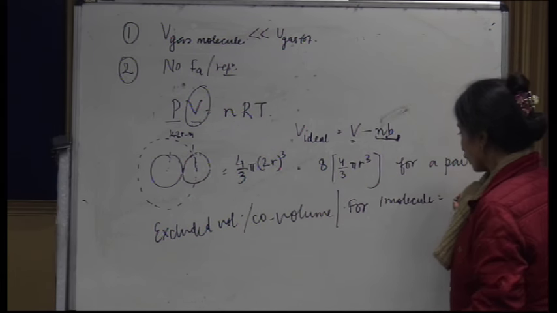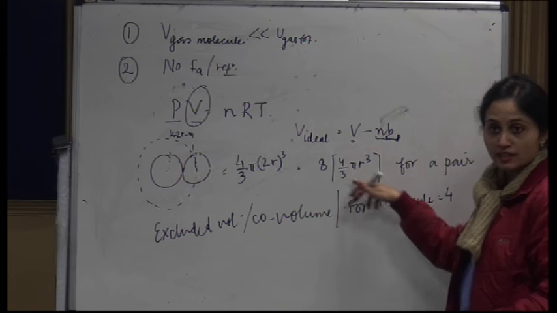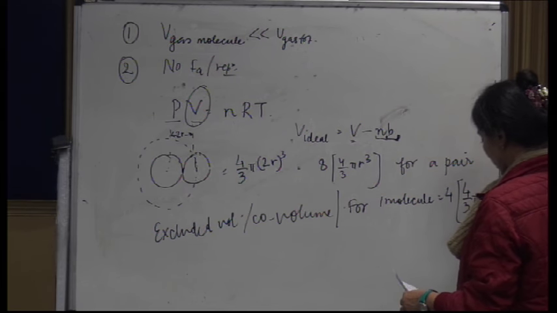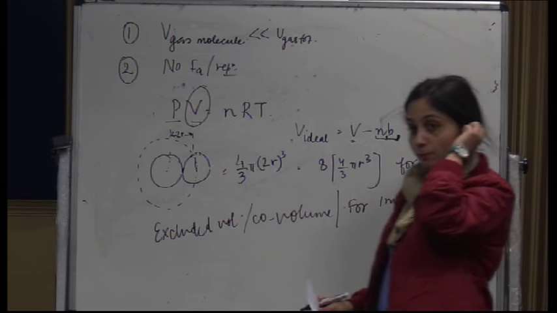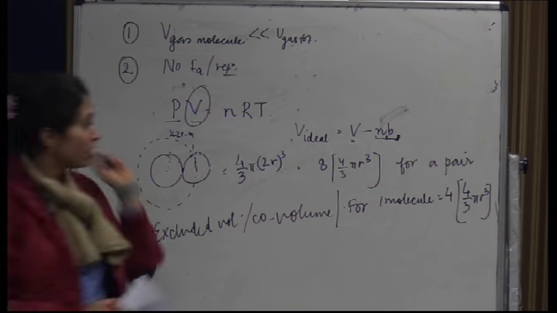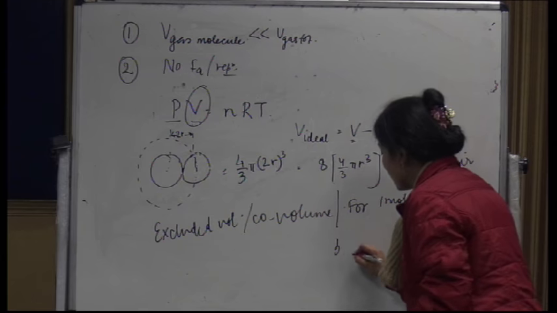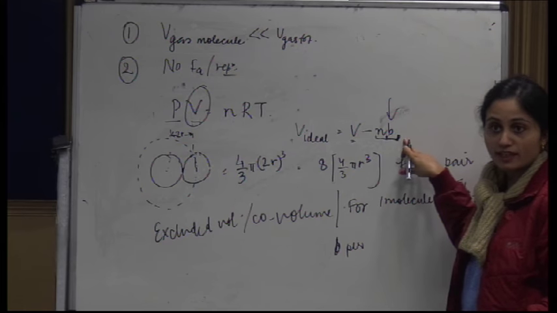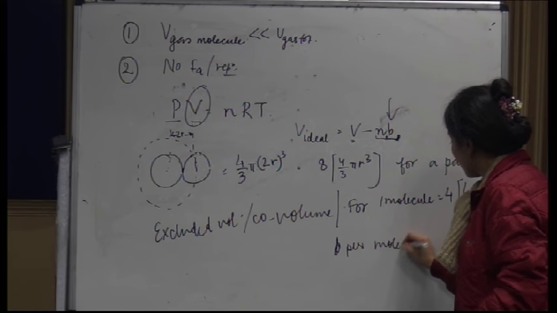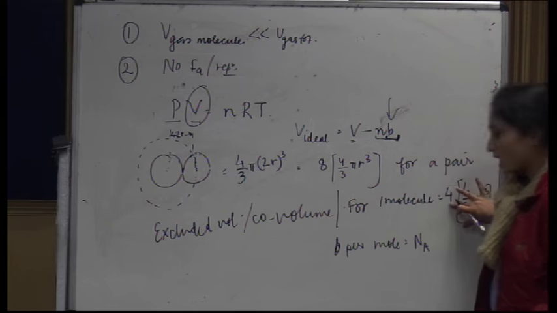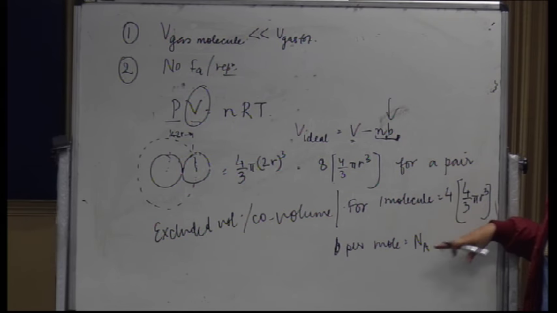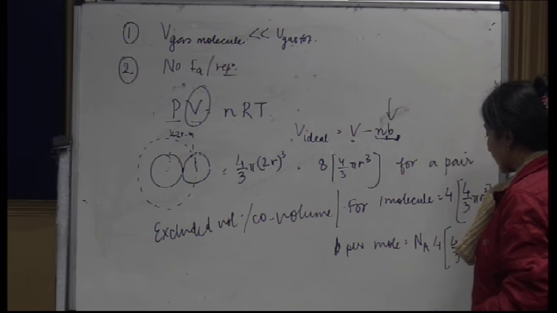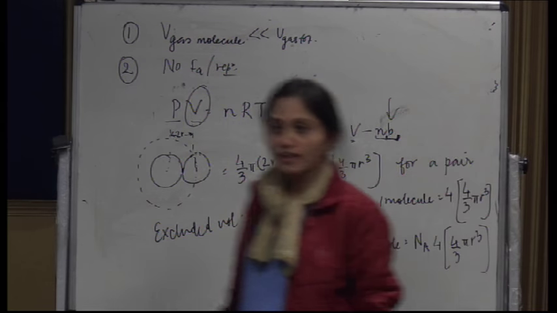And then for one molecule it will be half of 8 into 4 by 3 pi r cube. So that means 4 into 4 by 3 pi r cube, and therefore B per mole, the excluded volume per mole, will be equal to this. B means the constant that I am talking about. This is my correction term. B per mole will be equal to Na times, because this is for one molecule, how many molecules are there in one mole? Na. That will be Na into 4 by 3 pi r cube. This entire final expression should be remembered. It's not that difficult to remember.